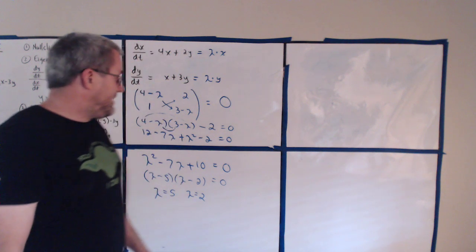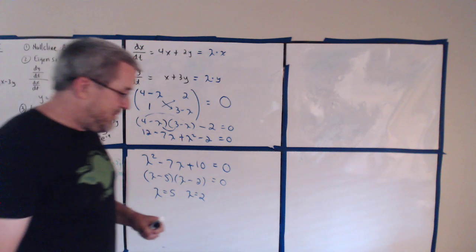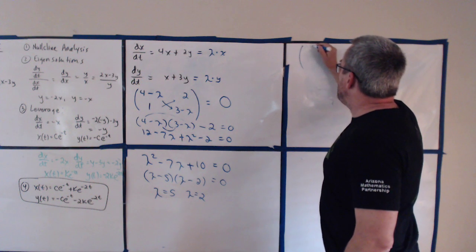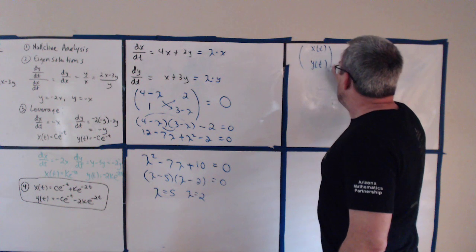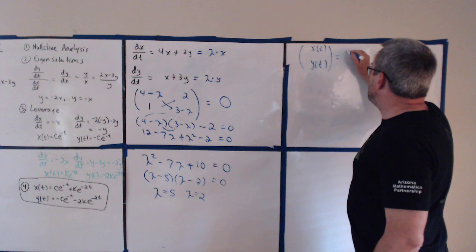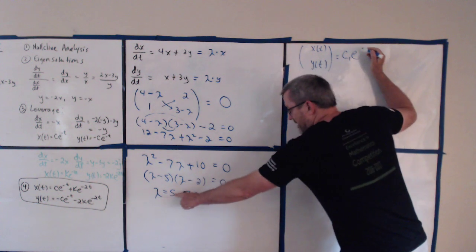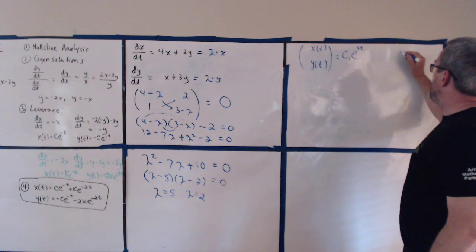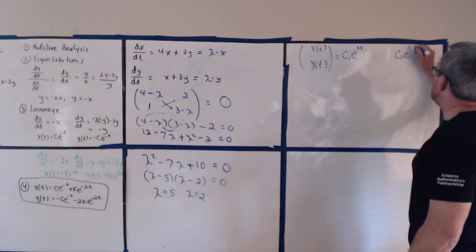But focusing on real results here, not imaginary results, we're going to continue by writing our solution. So our solution would look something like this. In matrix form, we're going to have x of t, we're going to have y of t. And x of t is going to equal a constant, I'll just use C1, and then it's going to be e to the, let's go with the 5t first. And then y of t is going to be, we'll call it C2, e to the 2t.